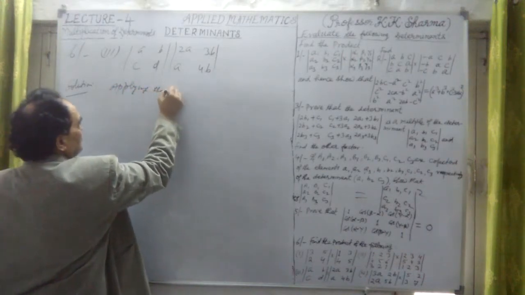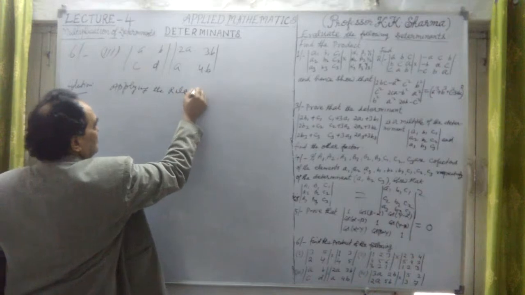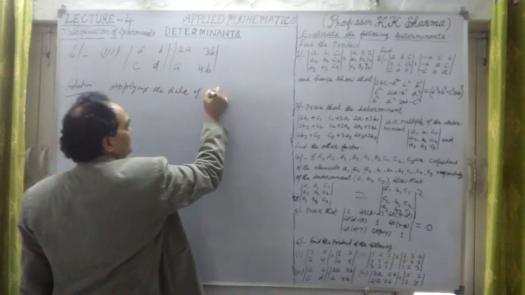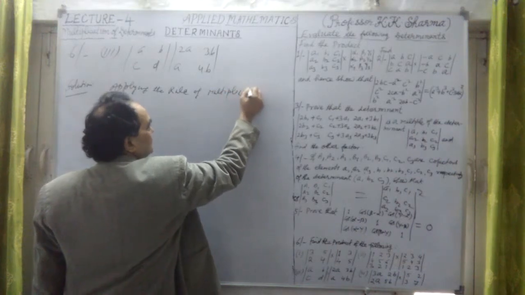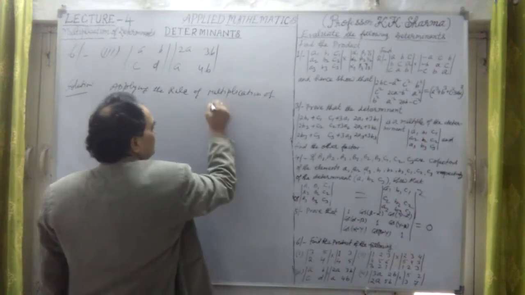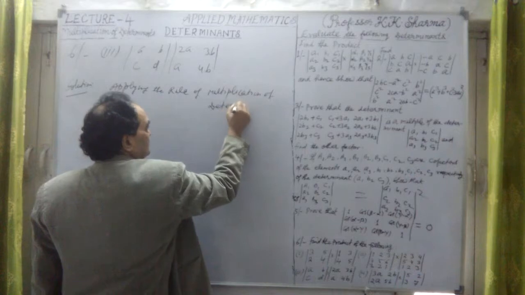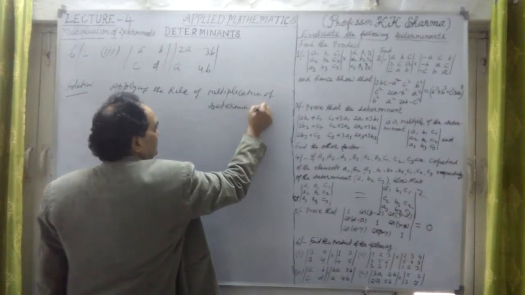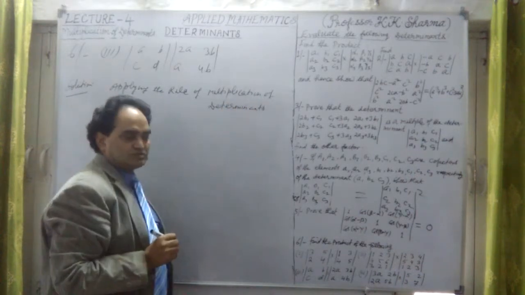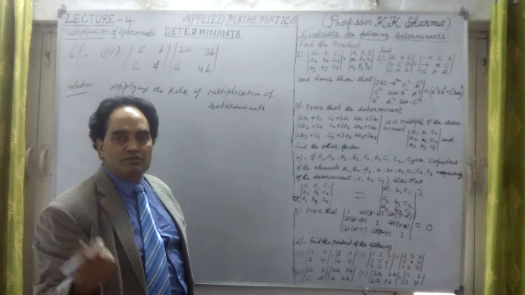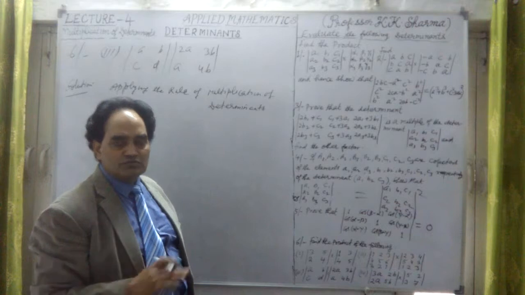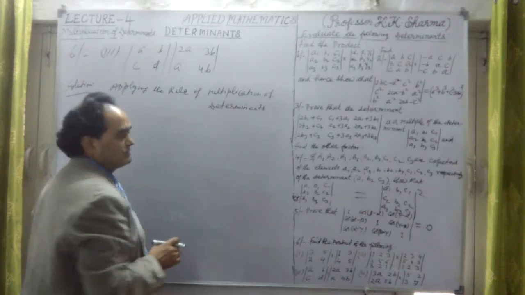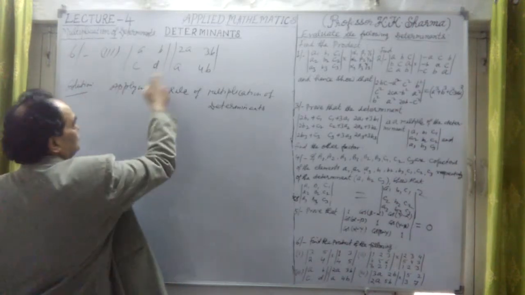Applying the rule of multiplication of determinants. Okay, guys. Multiplication of determinants, law of determinants. How to multiply determinants we just talked about: row into row or column into column. That is the same method we have. Let me apply the row into row.